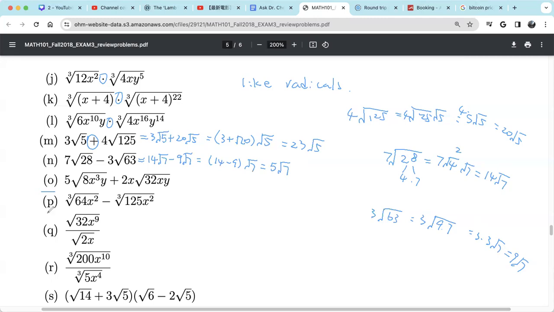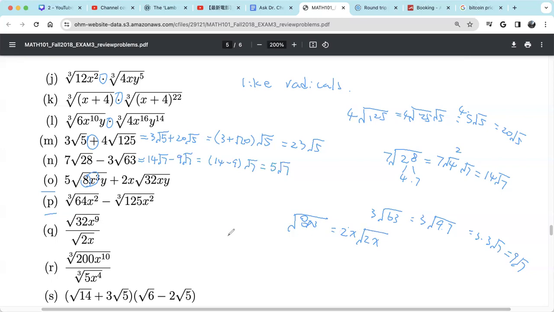Same thing for O and P. O and P, we see 8, especially AX cube. Right, that's 2x square root of 2x, right?